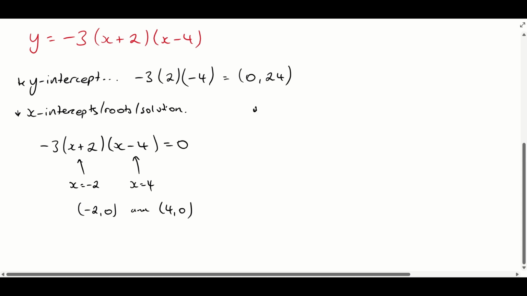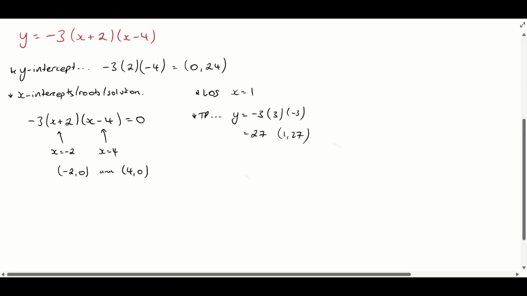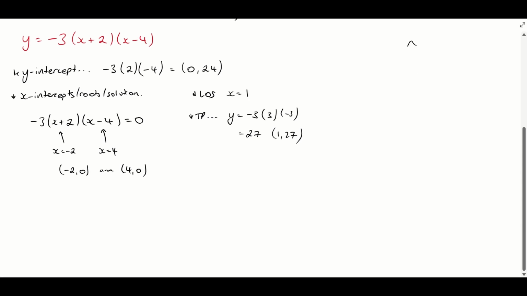Now for the line of symmetry, that is going to have to be exactly halfway between the two roots. So between -2 and 4, exactly halfway between those would be at 1. So when x is 1. And then for our turning point, we just put x equals 1 into our equation. So y is -3, and then 1 plus 2 is 3, and 1 minus 4 is -3. So we end up here with positive 27. So a turning point of 1, 27.